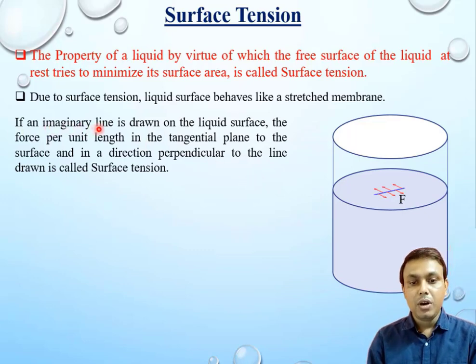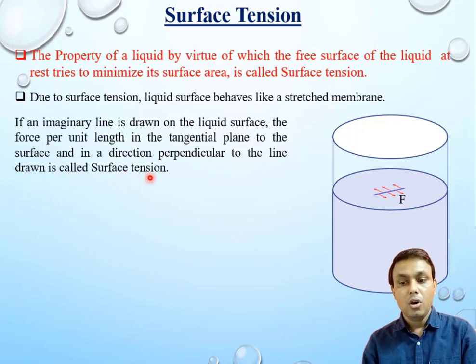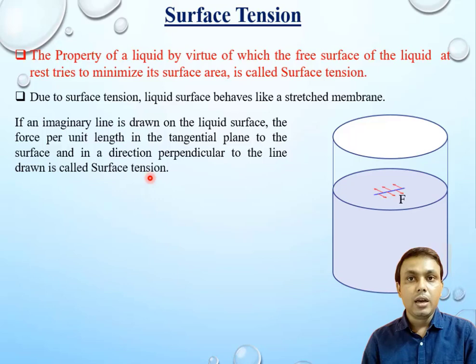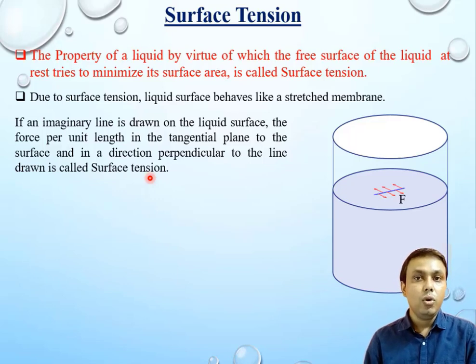If an imaginary line is drawn on the liquid surface, the force per unit length in the tangential plane to the surface and in a direction perpendicular to the line drawn is called surface tension. অর্থাৎ তরলের উপরিতলে একটি কাল্পনিক রেখা টানলে ওই রেখার দুই দিকে লম্বভাবে এবং তলটির সাথে স্পর্শকীয়ভাবে প্রতি একক দৈর্ঘ্যে যে বল কাজ করে সেই বলকে আমরা বলবো পৃষ্ঠটান বা surface tension.